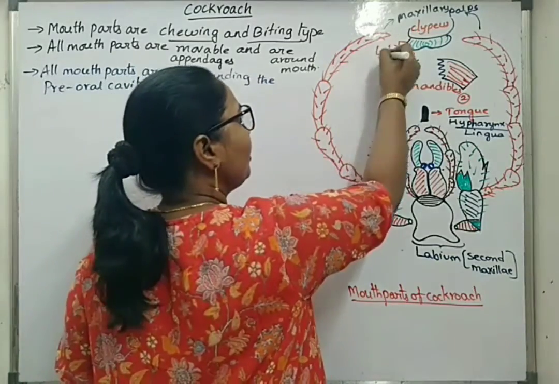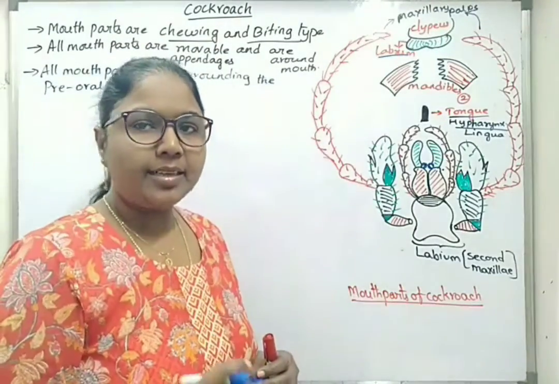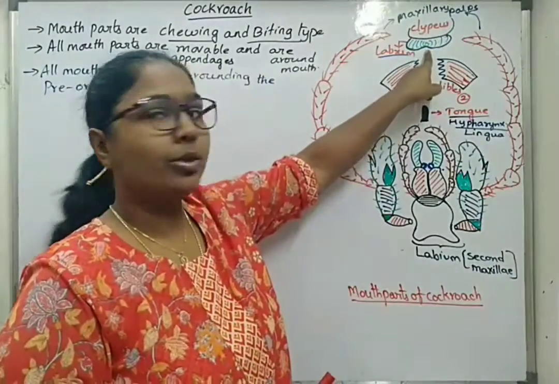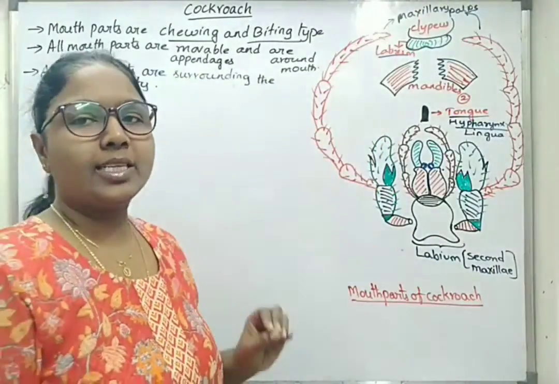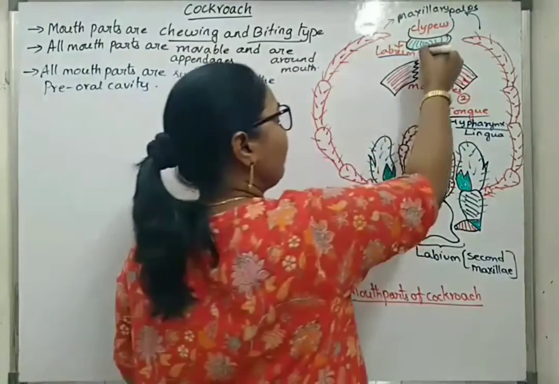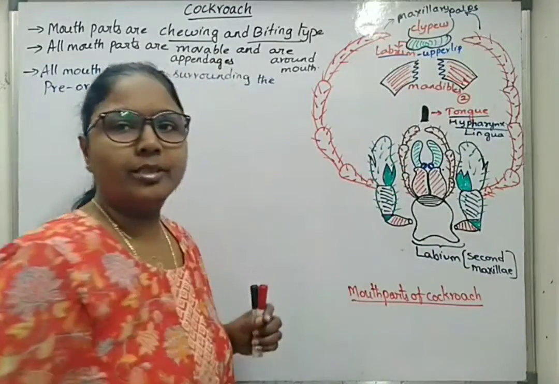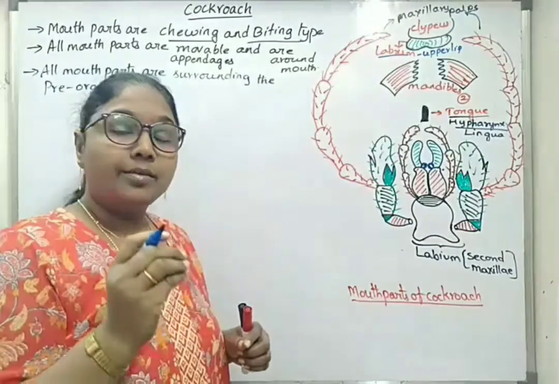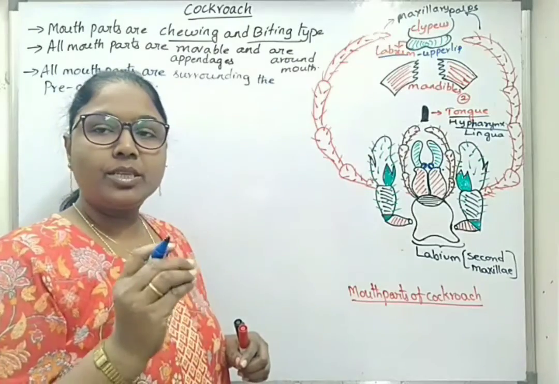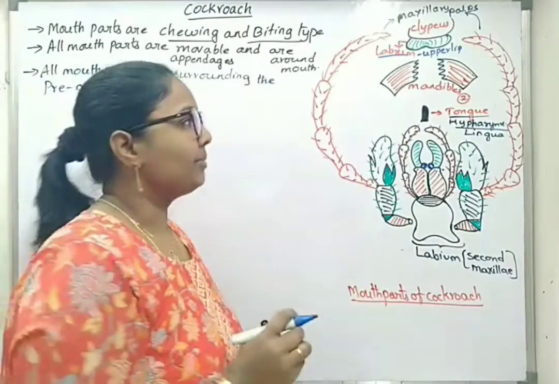Next is about labrum. Labrum is arranged in a vertical manner and it is a rectangular plate. It is attached to clypeus, but it should be able to move, so we say it is movably attached to the clypeus. What is the function of labrum? It holds the food and it helps in tasting. It has tasting receptors, called gustatory sensillae.